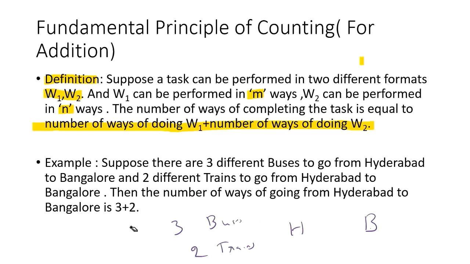So here this task contains 2 different modes, W1 and W2. W1 is choosing a bus. W2 is choosing a train. You can choose either W1 or you can choose W2. So the important thing that you have to notice here is we are not going to perform both W1 and W2. We are going to perform only one of these two, either W1 or W2.